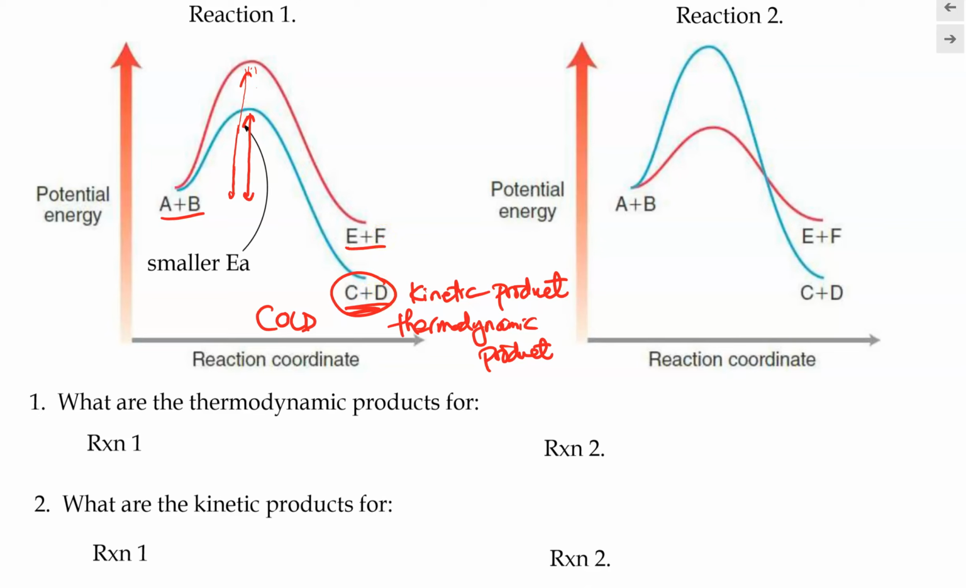But if we were to keep this cold and only give the reaction this much energy right here to climb this hill, but not the other hill, then in that case, we'll be able to favor the product C and D. So we can avoid making some of this E and F right here. When the reaction is hot, we'll be able to produce a mixture of all of these 4 different products right here. But if we were to keep this cold, we'll be able to favor the majority being the C and D product. And again, the C and D product can be referred to as both the kinetic and the thermodynamic product.